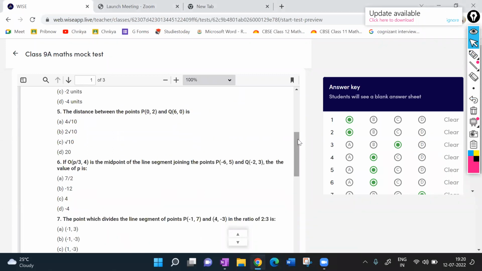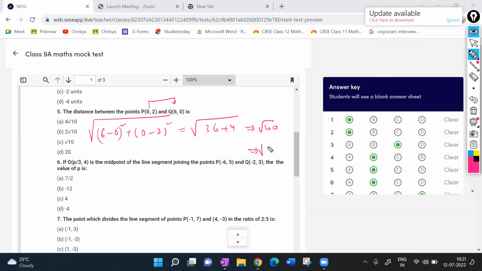The distance between the points P and Q is what? Very simple. Again, same story. Square root of (x2 minus x1) whole square plus (y2 minus y1) whole square, which is (6 minus 0) whole square plus (0 minus 2) whole square. It's root 40. Root 40 can be written as, look at it, root 4 into 10, so square root of 4 into root 10, which is 2 root 10. So 2 root 10 is the answer.